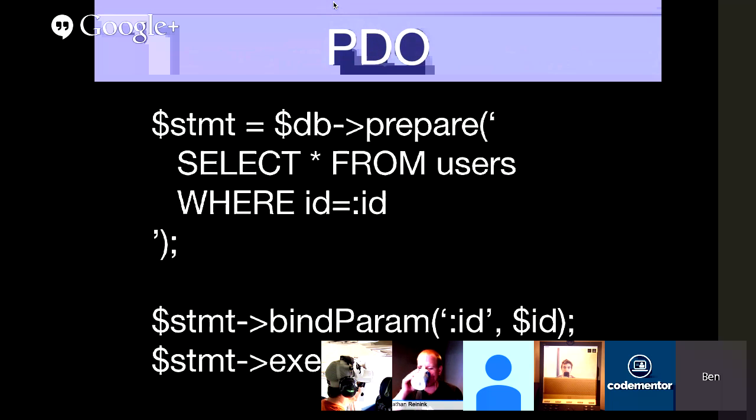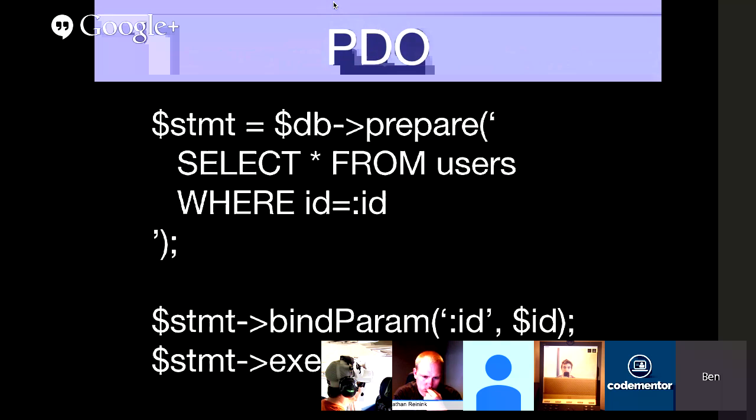Here we have an example of a prepared statement. So we're going to do $db->prepare, SELECT * FROM users WHERE id =, and here's the magic, :id. So that's just a placeholder for a variable.